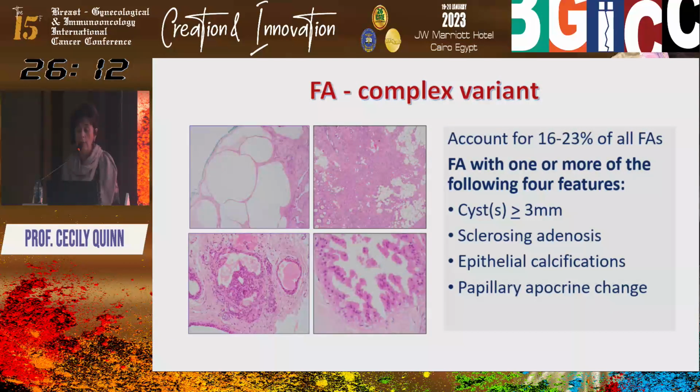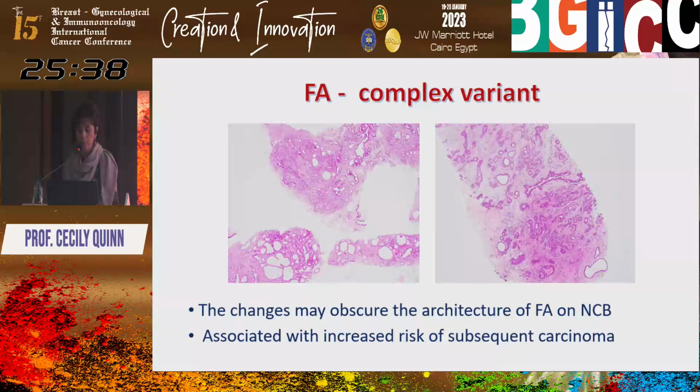Somebody mentioned the complex variant before lunch, and this is something that is quite common. It accounts, believe it or not, for 16 to 23% of all fibroadenomas, and it is defined as a fibroadenoma with one or more of the following 4 features: the presence of cysts that measure more than 3 millimeters, sclerosing adenosis, epithelial calcification, and papillary apocrine change. So any of those features qualifies the fibroadenoma as a complex variant.